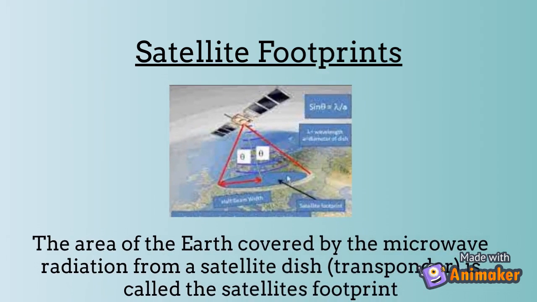Satellite footprints. The area of the Earth covered by the microwave radiation from a satellite dish, transponder, is called the satellite's footprint. The size of the footprint depends on the location of the satellite in its orbit, the shape and size of beam produced by its transponder and the distance from the Earth. The footprint can be seen as the area in which a broadcast signal from a particular satellite can be received. The area on the surface of the Earth within a satellite's transponder, transmitter or sensor, field of view.